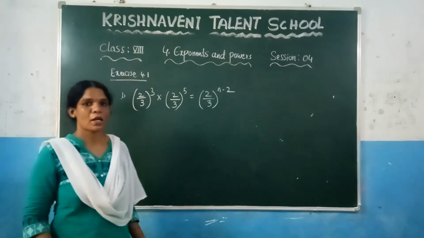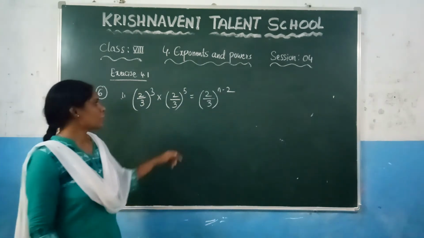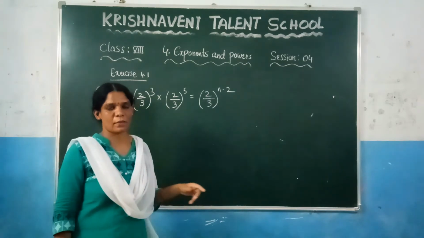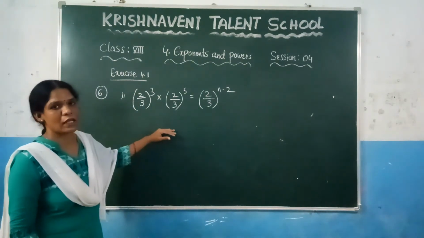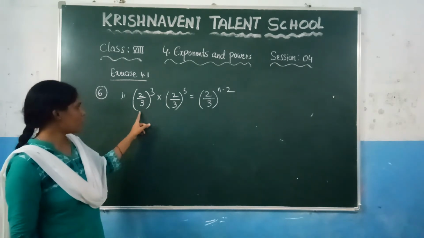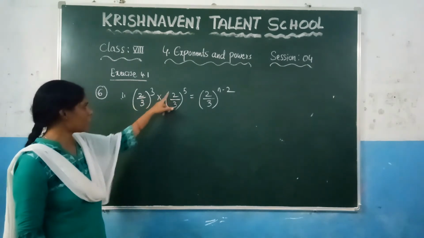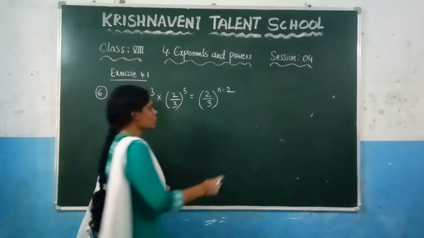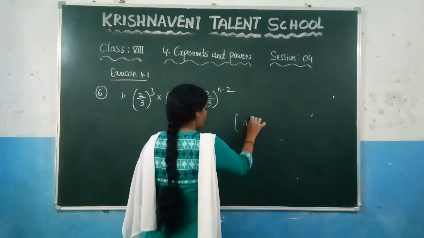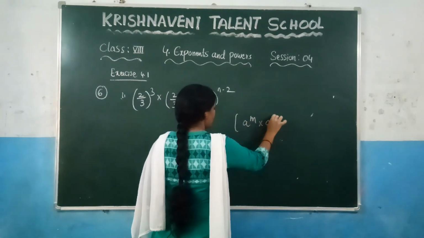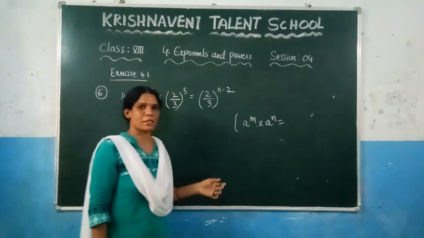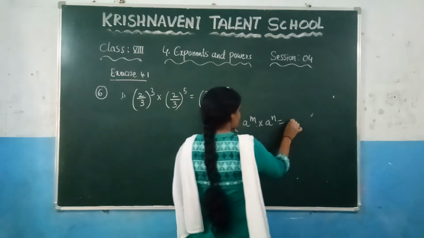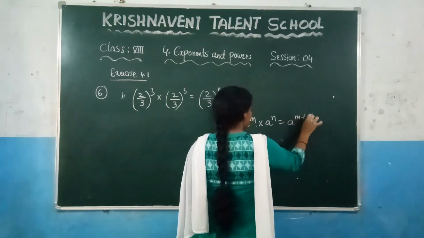Based on this equation, you need to find the value of n by using the laws of exponent. Clearly you can observe that on the LHS, the bases are the same. Here 2/3 is there, here also 2/3 is there. So now you can apply the laws of exponent, which is a^m × a^n. If the bases are the same and multiplication is there, you can add the powers, which is nothing but a^(m+n).